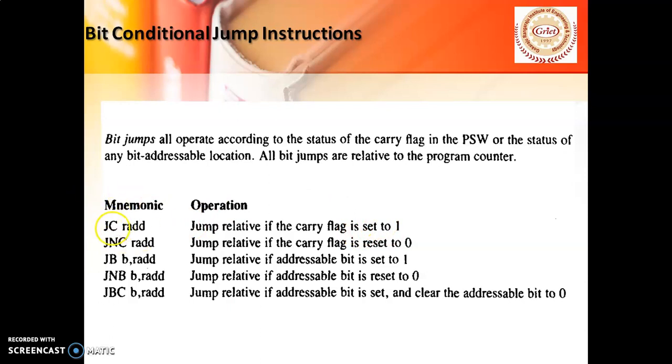Whenever this condition is true, the program control is going to move to this particular address and execute the instructions from that memory location. If the condition is false, for example when before this instruction the carry flag is equal to 0, the program control doesn't move to this address. It executes the next instruction in sequence. Only whenever the condition is true does the program control move to this address and execute the instructions from that memory location.